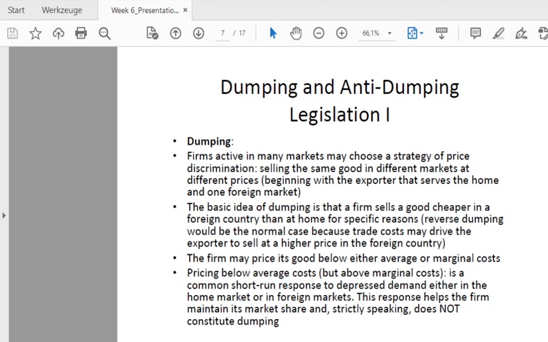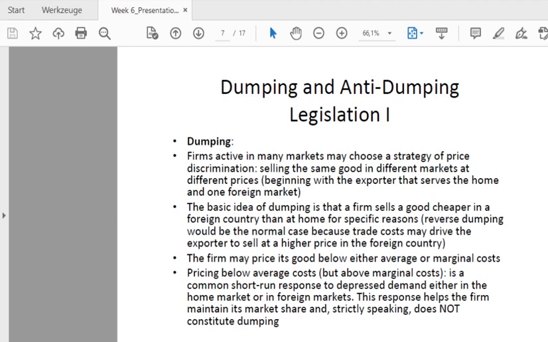Let us now discuss the issue of dumping. What is dumping? Well, firms active in many markets may choose a strategy of price discrimination. This means selling the same good in different markets at different prices. Beginning with the exporter that serves the home and one foreign market.